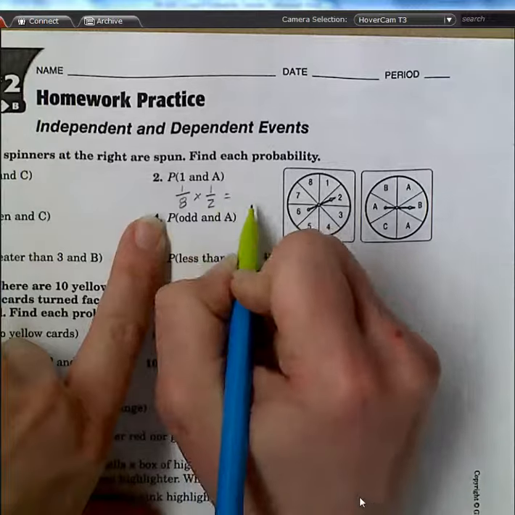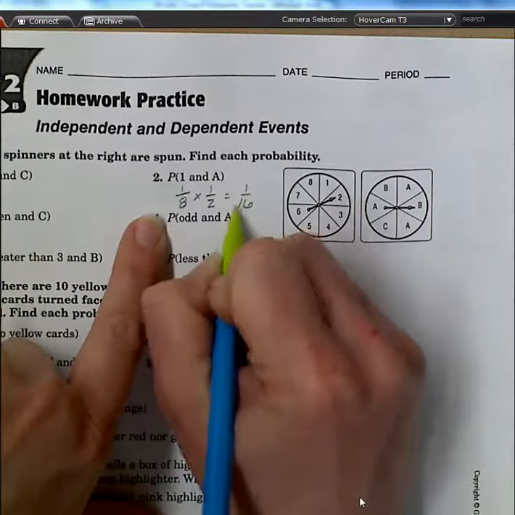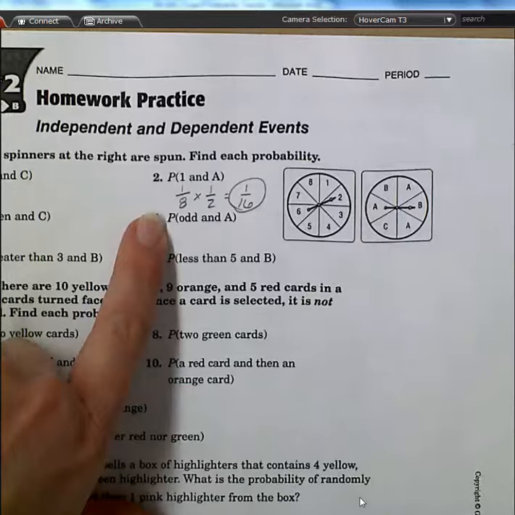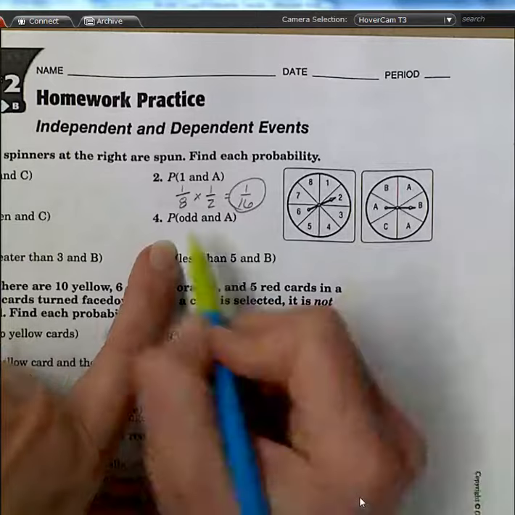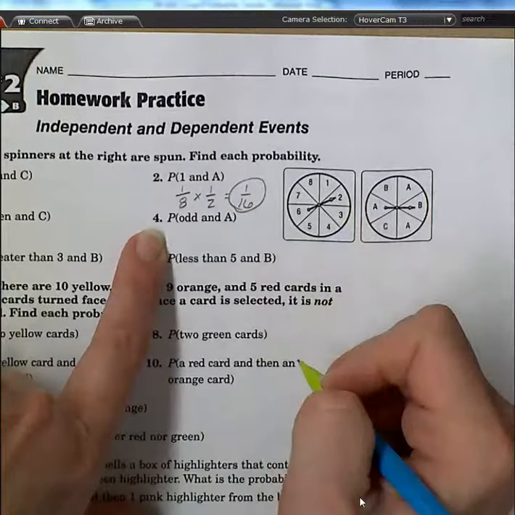And then those two fractions, I do what? Multiply. 1 out of 16 is the answer. 1/16. Independent. Not so bad. Want to do another one? What's the probability of getting an odd number on this first spinner?